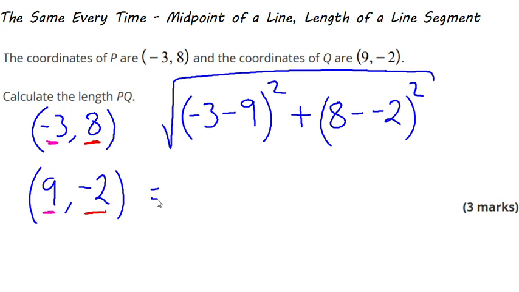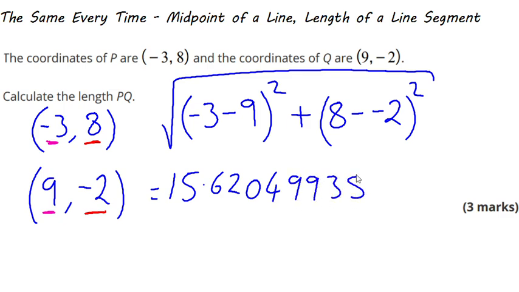So I've pressed equals. I get straight away the exact answer, 2 square root 61, SD button, and I get this. I'm going to write down my full calculator answer, 15.62049935. Check that you've got the same answer, and if you have, then you're operating your calculator properly.